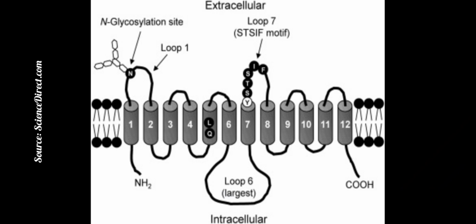Between the transmembrane 7 and the 8, there is a loop which is called loop 7, and it has a motif called the STSIF motif. This motif serves as a binding site for the glucose.